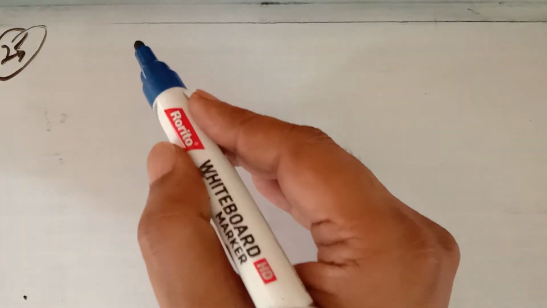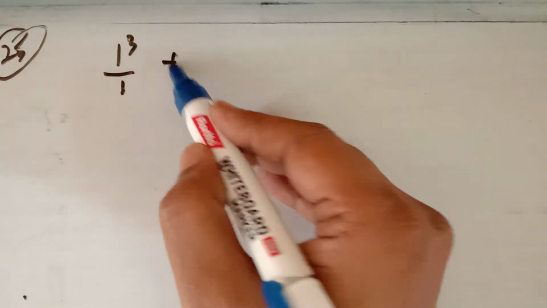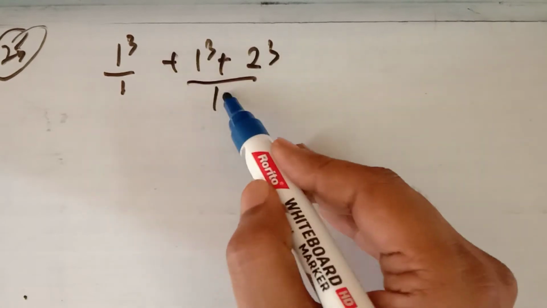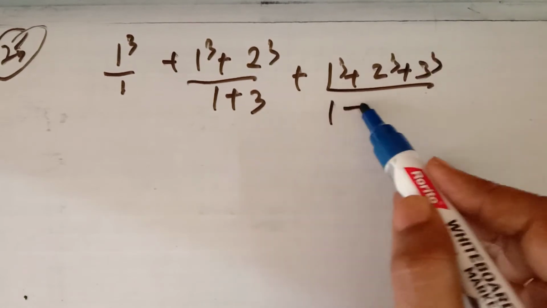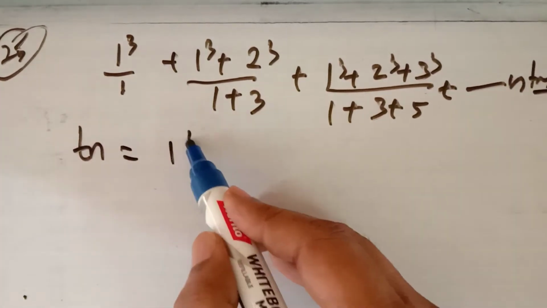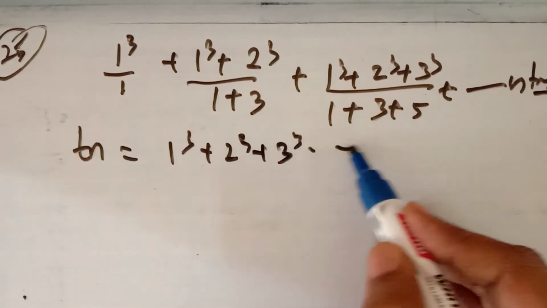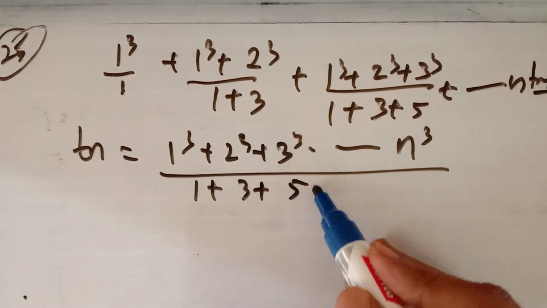In question 25, you have to find the sum of this series: 1 cube upon 1, plus 1 cube plus 2 cube upon 1 plus 3, then 1 cube plus 2 cube plus 3 cube upon 1 plus 3 plus 5, and you have to find it up to n terms. So this is a special sequence. First of all, find its nth term. The nth term will be 1 cube plus 2 cube plus 3 cube up to n terms, that is n cube, in the numerator. In the denominator it will be 1 plus 3 plus 5 up to n terms.